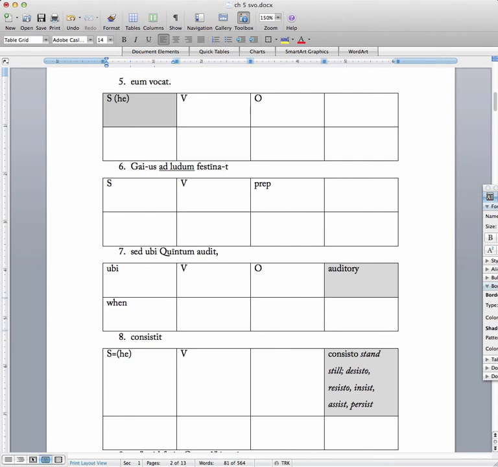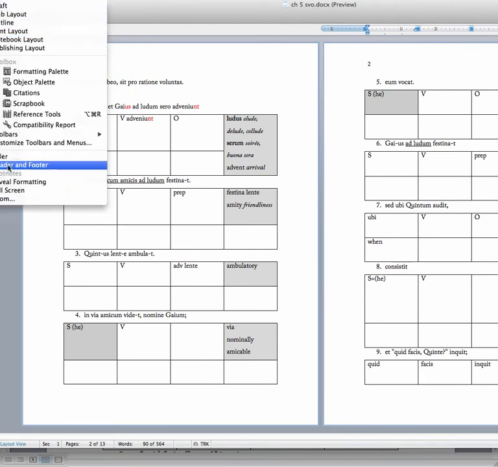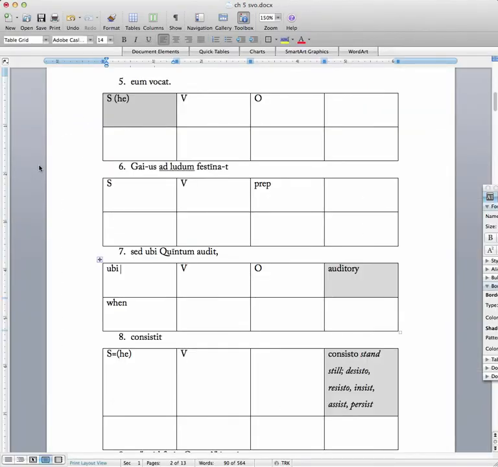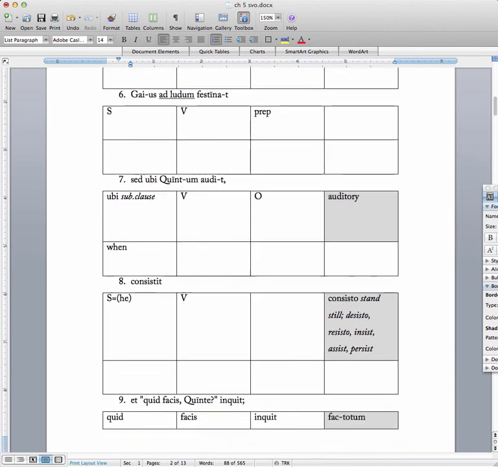Ubi is a subordinate clause starter. Sorry about that. Anything that I type, you should make a note of, not necessarily right here, but somewhere. Ubi is a subordinate clause starter. It means when, as I say here. And then the subject is carried over from before. So there's just a verb to find and a direct object to find. And that's it.